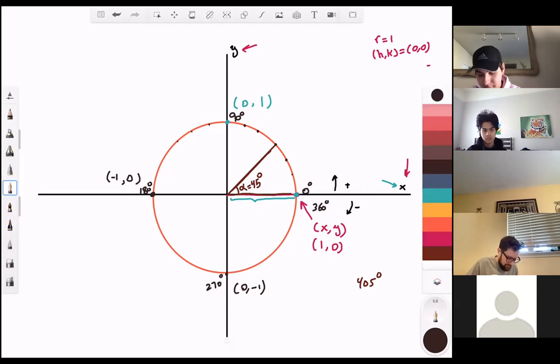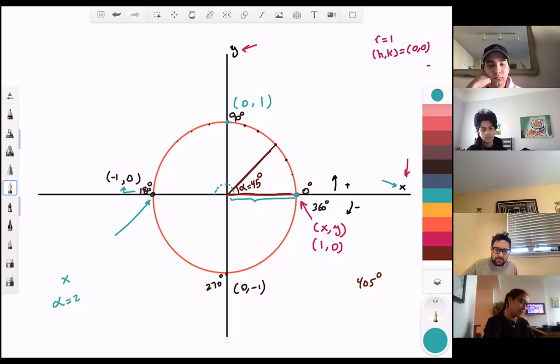For example, I asked Mario, what point is this? He said -1 and 0. I could ask, what is the coordinate if alpha is 180 degrees? If this alpha is 180, correct? At 180, the coordinate is this. Good. What is the coordinate of X when alpha equals 270 degrees? X will be 0, correct?